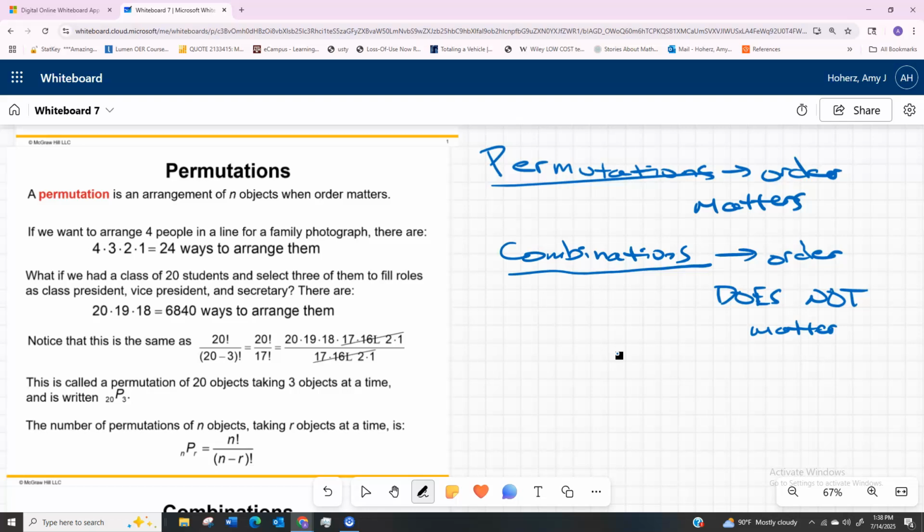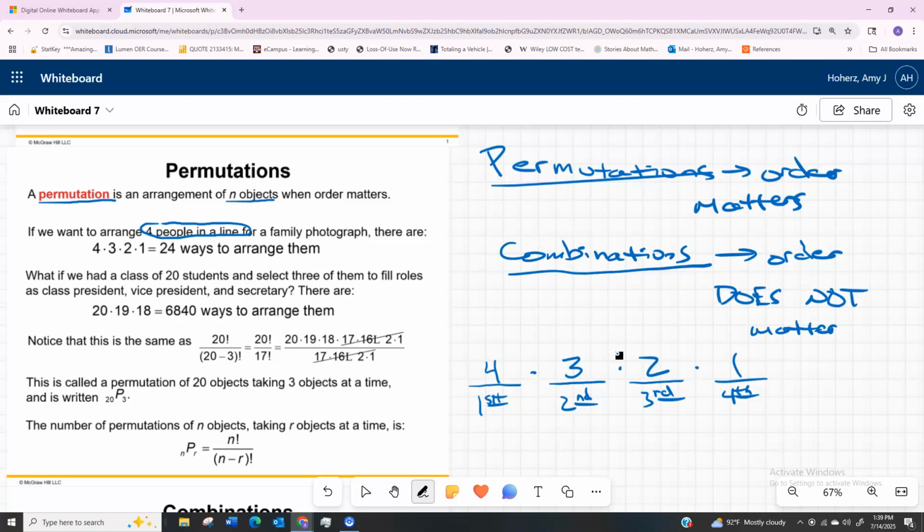So a permutation is an arrangement of n objects when the order matters. Let's say we had 4 people in line for a family photograph. For the first person in line, we could pick any of the 4 people. So we have 4 ways to pick that first person. Then for the second person in line, once we've placed that first person, we have 3 people we could choose for the second spot. Then for the third spot, we only have 2 people left. And for the last spot, we've only got 1 person left.